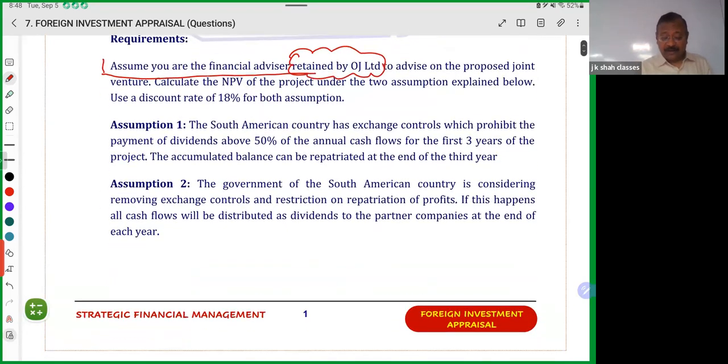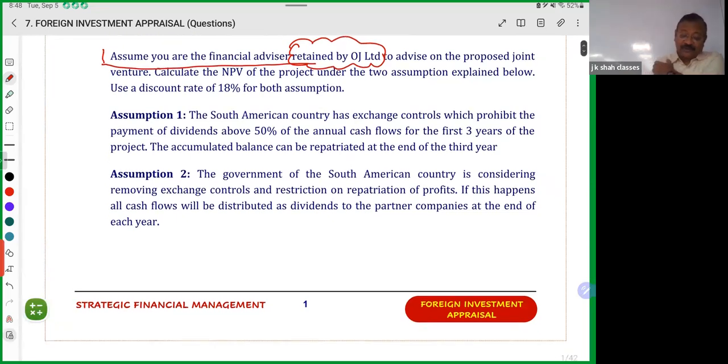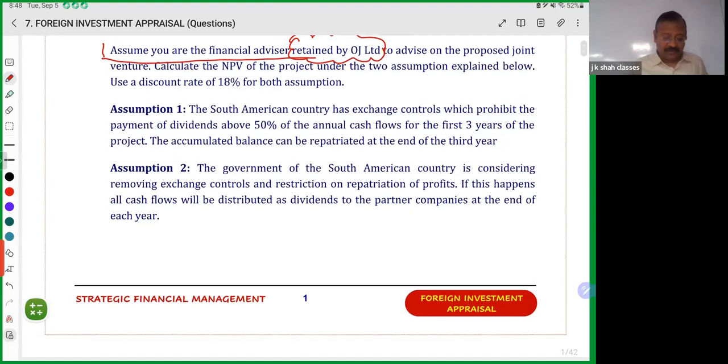Now, in this case, you are the financial advisor retained by OJ Limited, and OJ Limited is participating in a joint venture. That means you are going to evaluate how much is the cash flow that OJ Limited is going to get from the joint venture, not how much cash the joint venture is generating. Okay? Calculate NPV of the project under the two assumptions explained below. Use a discount rate of 18% for both the assumptions.